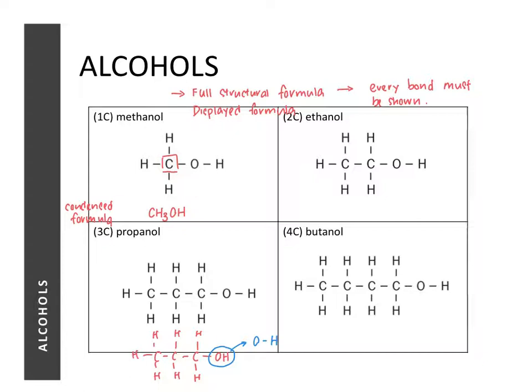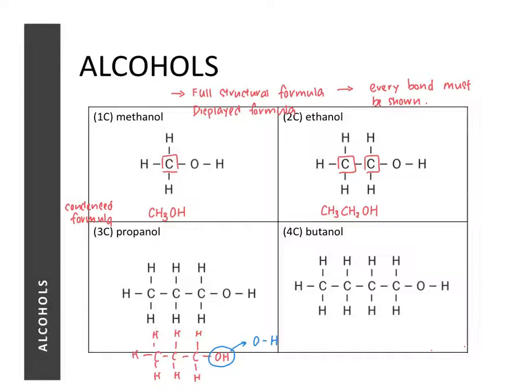Okay, so ethanol. Again, to get the structural formula or the condensed formula, we focus on one carbon at a time. So we look at this carbon. Now what is found around this carbon atom? You have three hydrogen atoms. Okay, we move on to the next carbon atom. Now what is found around this carbon atom? We have two hydrogen atoms followed by an OH. Okay, so this is the condensed formula for ethanol. By writing ethanol as CH3CH2OH, we know exactly how the carbons and the hydrogens are arranged without showing the displayed formula.